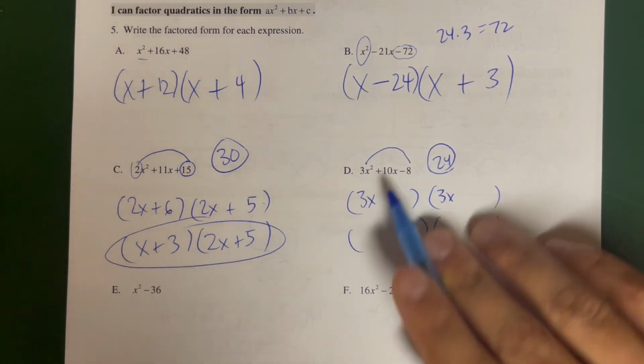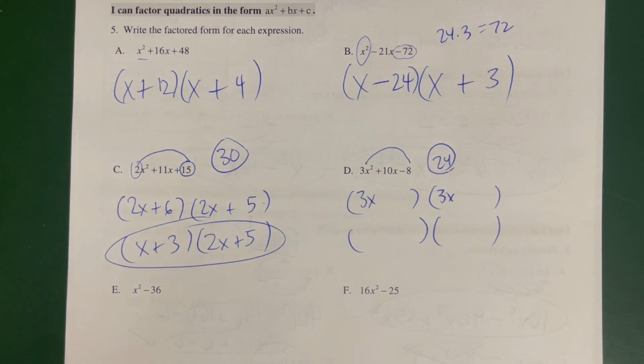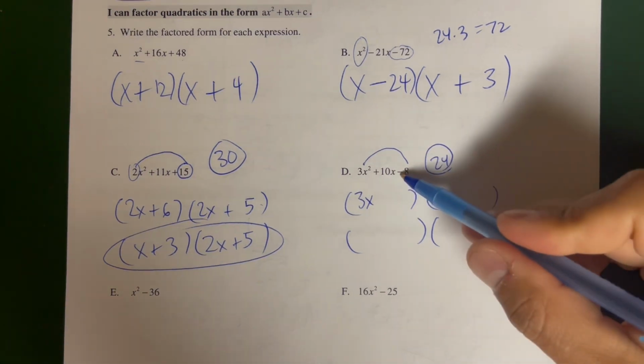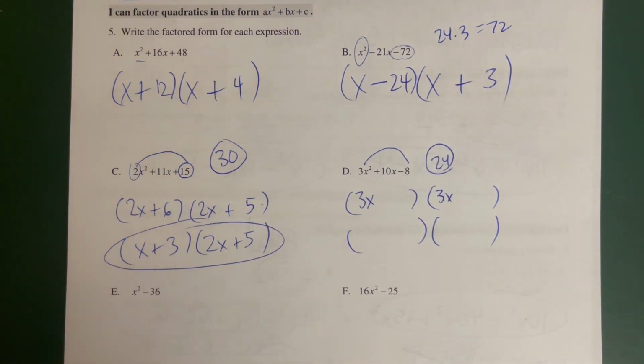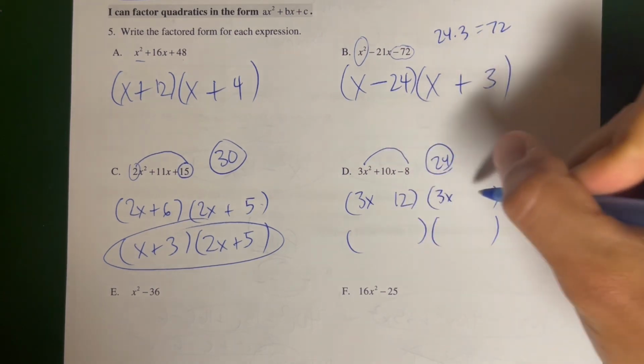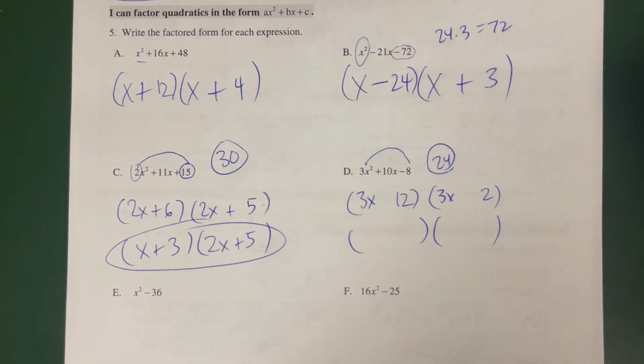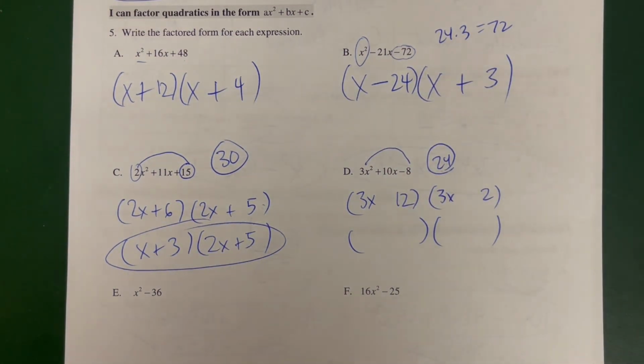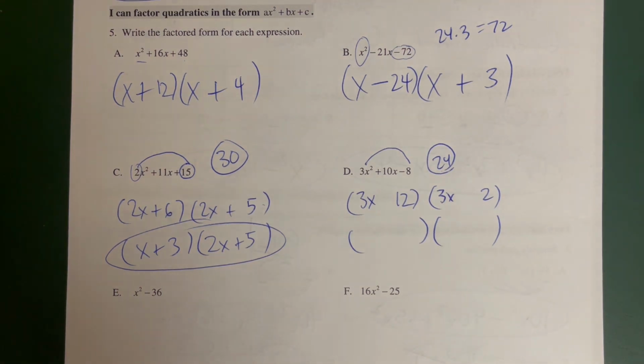I think of 6 times 4 gives you 24, but that's not going to work because 6 minus 4 is 2, and we want to subtract to 10. What I think of is 12 times 2. 12 times 2 is 24, and 12 minus 2 is 10, so that works.